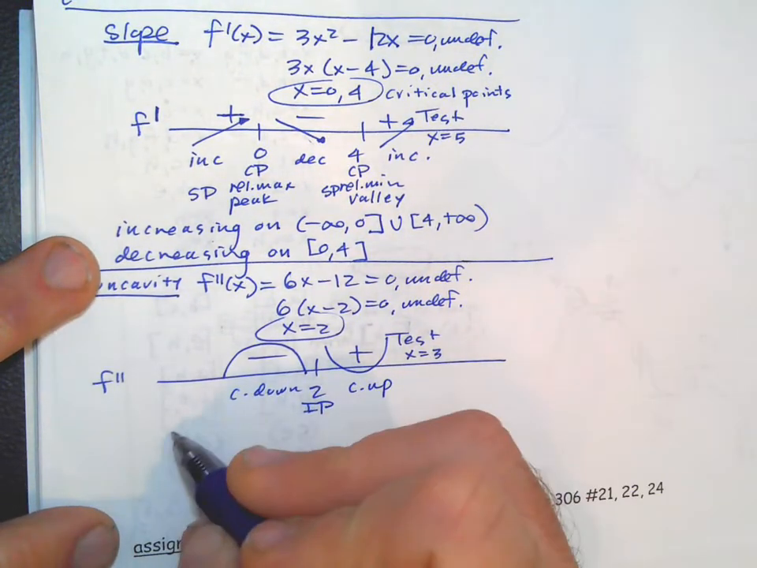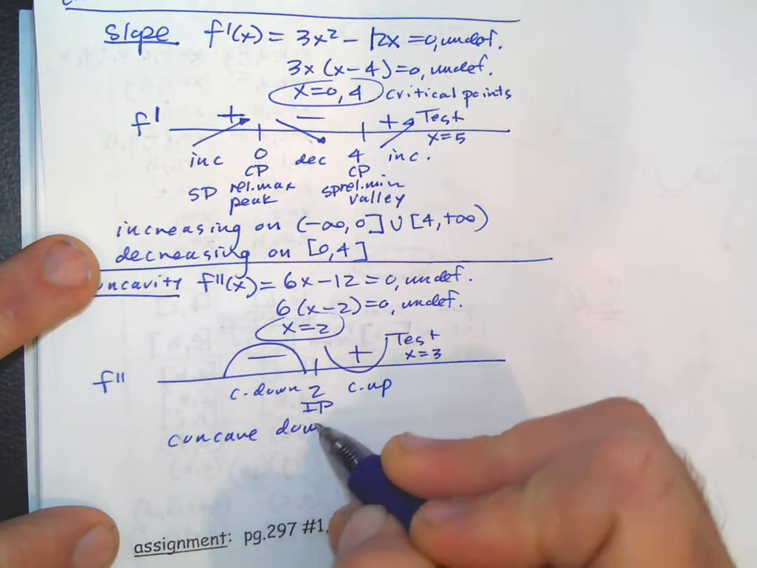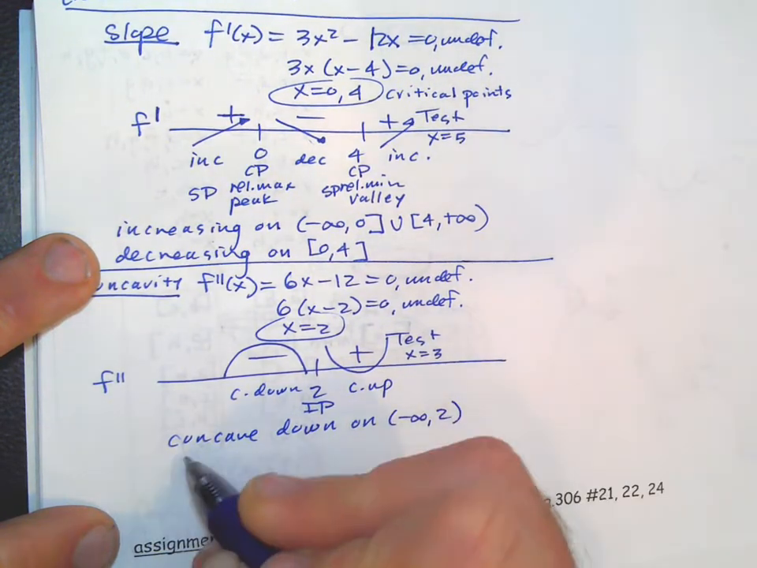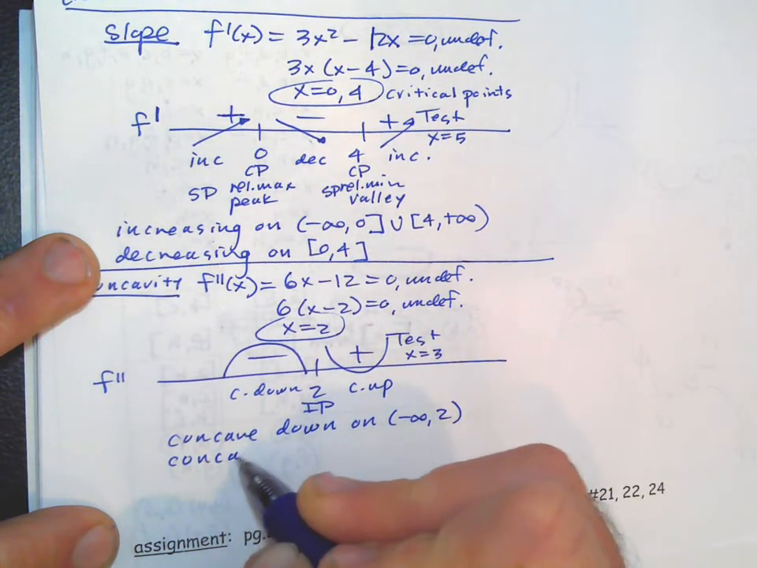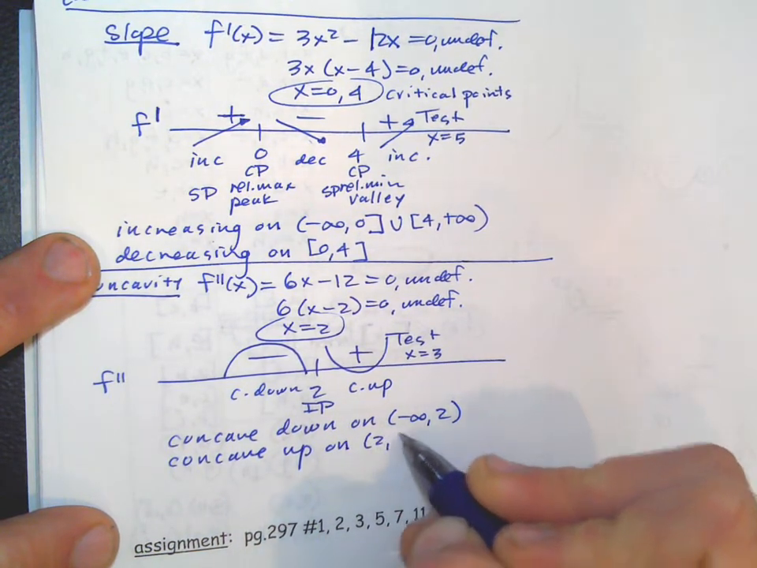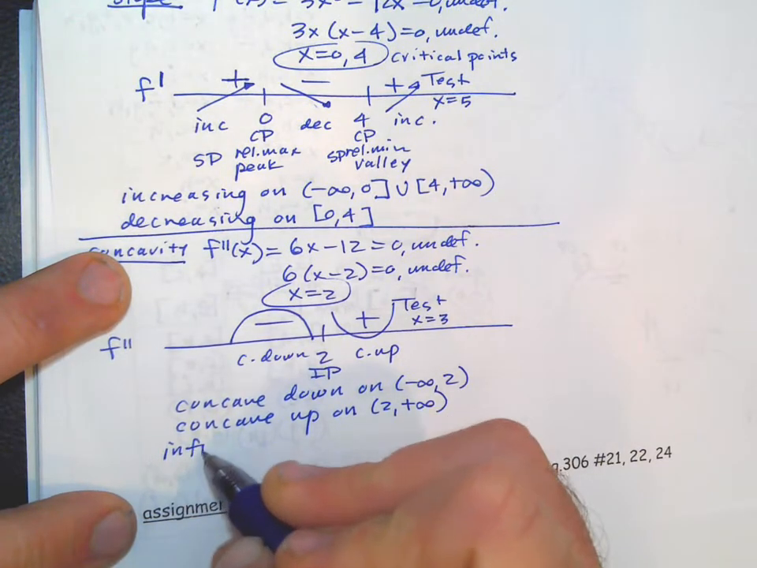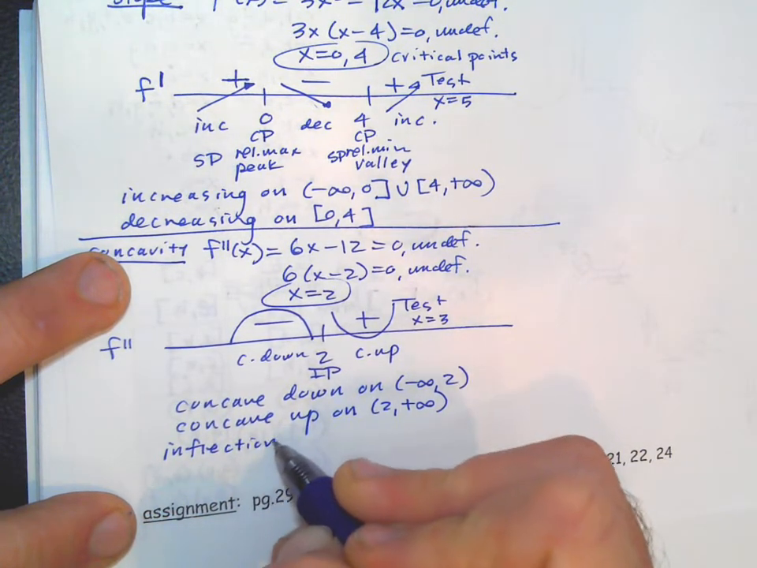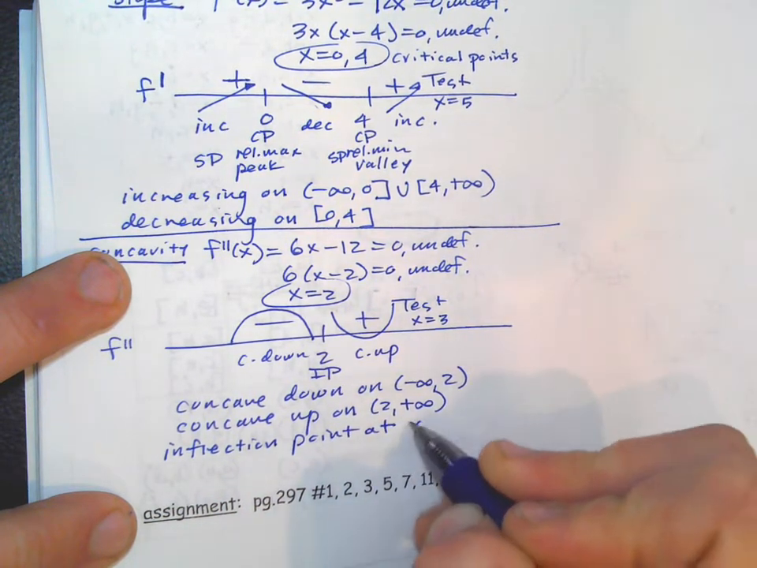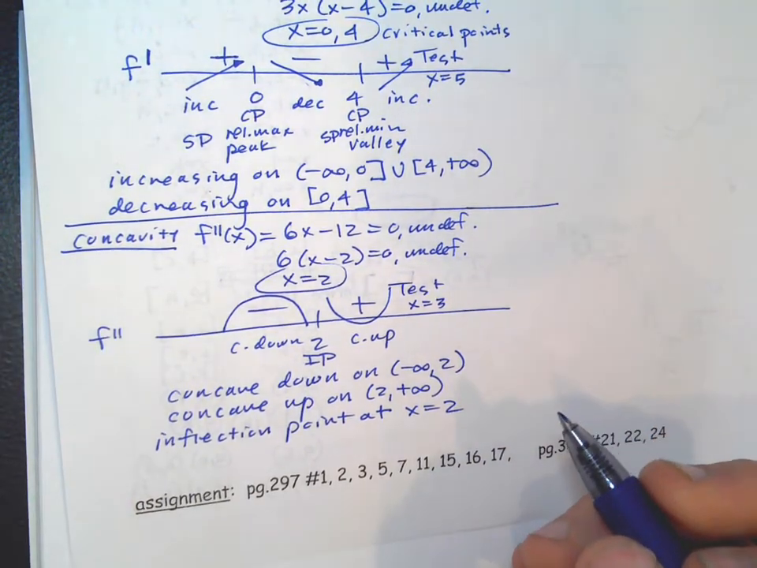So you could say, okay, it's concave down on the interval negative infinity to 2. You never include the endpoints for concavity. Concave up on the interval 2 to positive infinity. You could say that there's an inflection point at x equals 2, right? So we can answer a lot of questions about that.